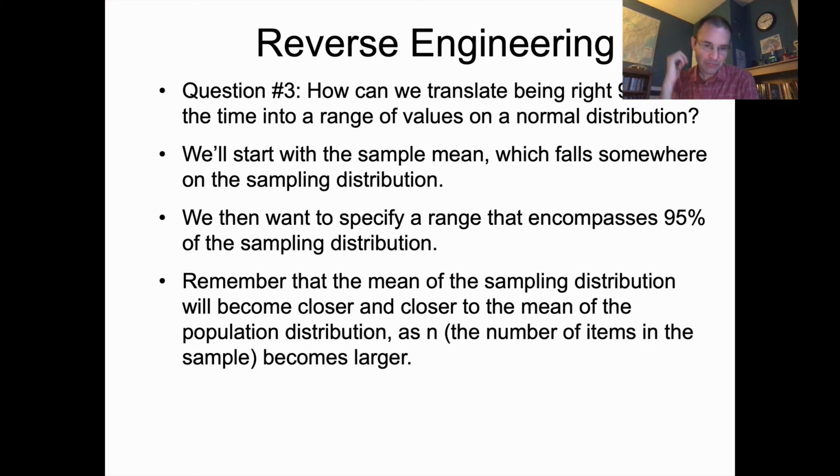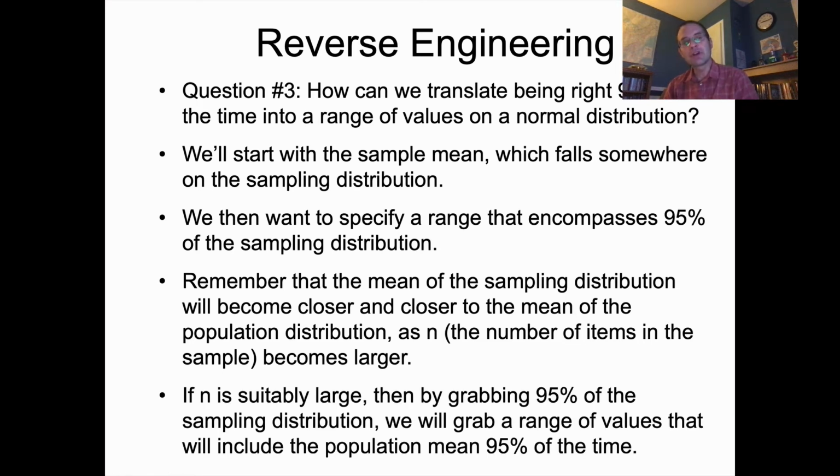So remember, the mean of the sampling distribution will become closer and closer to the mean of the population distribution as n, the number of items in the sample, becomes larger. So if n is suitably large, then by grabbing 95% of the sampling distribution, we will grab a range of values that will include the population mean 95% of the time, because that sampling distribution mean is supposed to be equal to the population mean as n increases in size. The other thing that we get out of n increasing in size is that the sampling distribution itself becomes more normal. It falls into a normal pattern, a normal distribution.